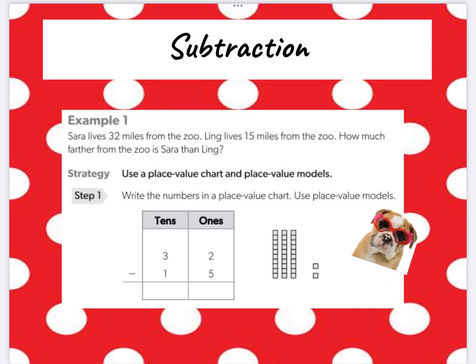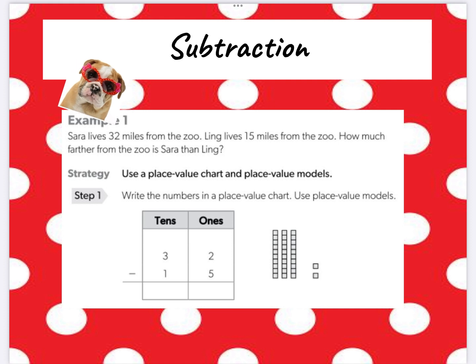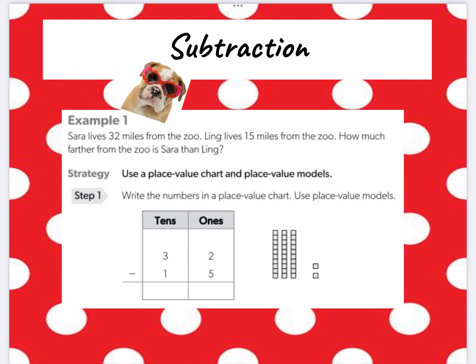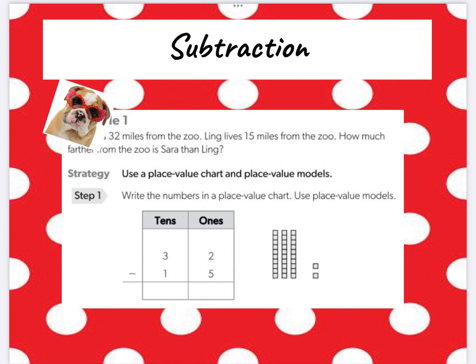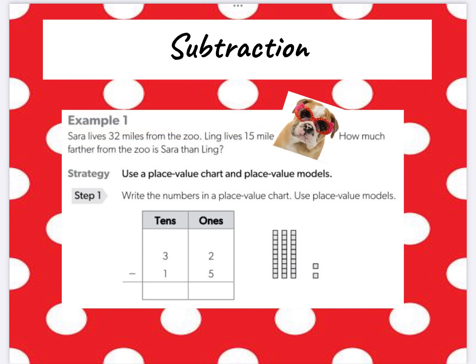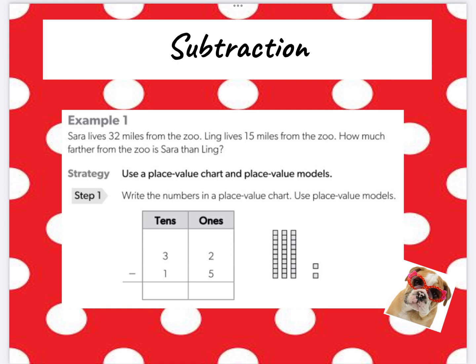All right, let's practice over here. Sarah lives 32 miles from the zoo. Ling lives 15 miles from the zoo. How much farther from the zoo is Sarah than Ling? When we compare, friends, we're going to subtract. So echo, when we compare, we subtract.